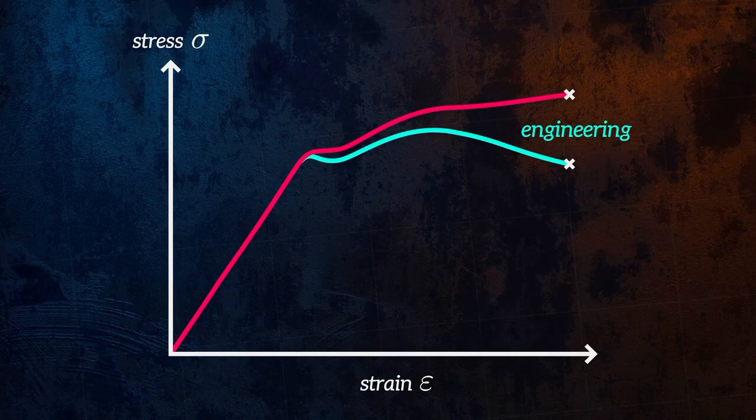You can differentiate a true curve from an engineering curve by noting that the engineering curve drops after necking, whereas the true curve is always increasing. Remember that necking is the rapid reduction in the cross-sectional area of the test piece, which begins when the engineering curve reaches its maximum value, which is the ultimate tensile strength of the material.